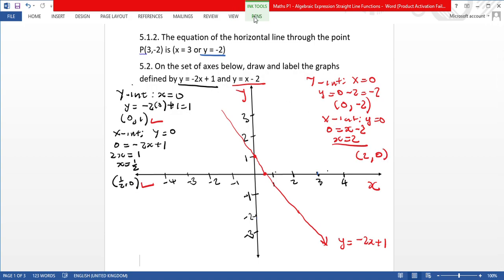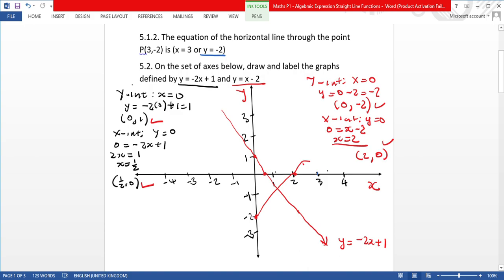So likewise, you can plot these 2 points on the graph. Let's start with the one on top, 0 and minus 2. So x is 0, y is minus 2, it's a point there. When x is 2, then y is 0, the point is going to be here. Then let's join the 2 points with a straight line.